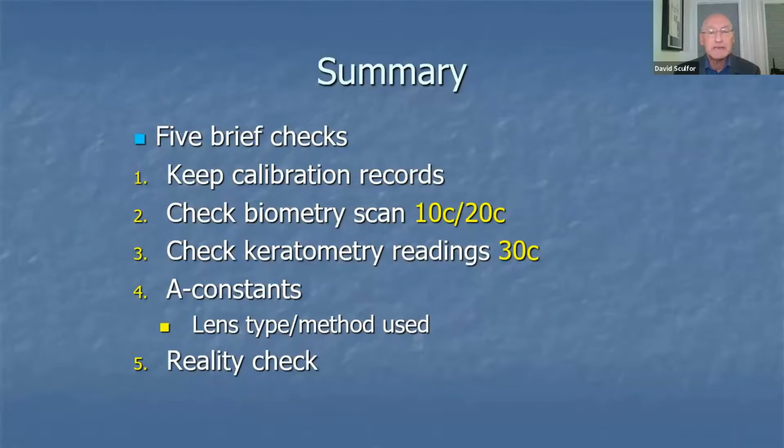Check the biometry scans, applying your 10 and 20 cent checks. Check the keratometry readings with your 30 cent checks. Make sure you're using the right A constant for the lens type and the method used, and then finally apply this reality check.